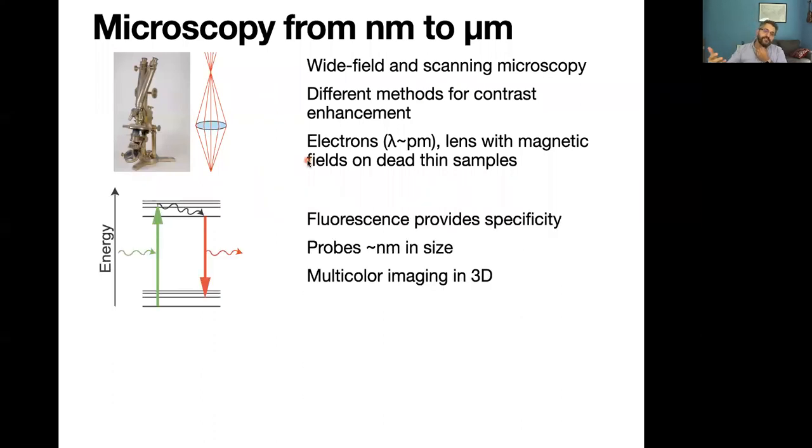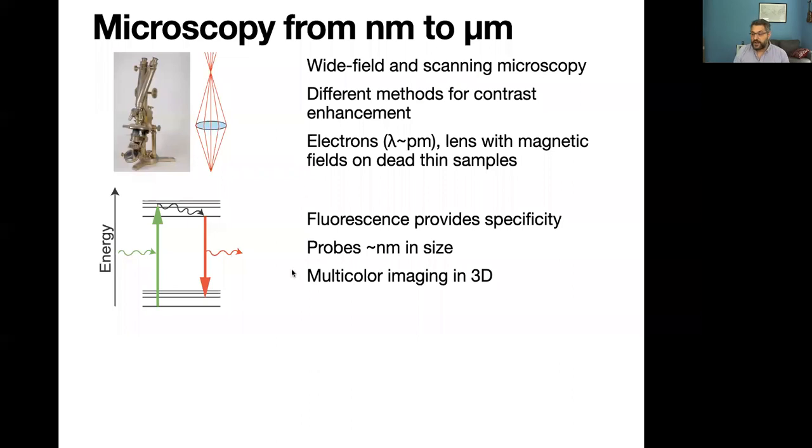So if you make images the way we just described, you see everything. And often that isn't very useful. And so what you'd rather like to do is see specific things, the specific kind of molecule I'm interested in, the one that does this action. I'd like to see where it is or how it moves around. And in order to do that, you have to label it specifically so you see that thing and not all the other things. And the way this is done is you do this mostly with fluorescence.